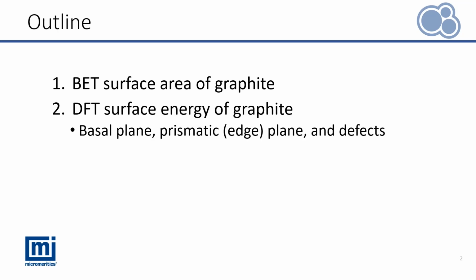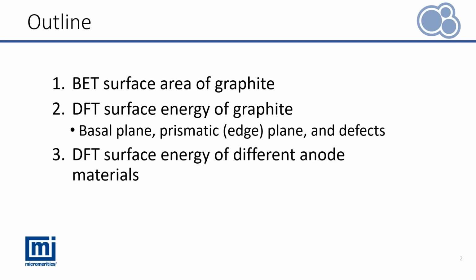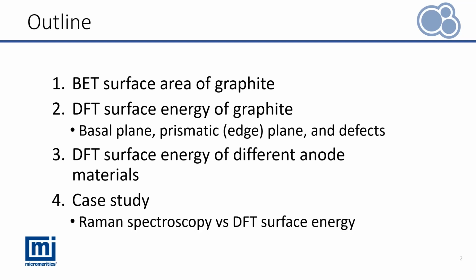Next, we'll look into how to characterize the ratio of basal plane, prismatic plane, and defects present in a graphite sample using the DFT surface energy method. And then we'll look into the DFT surface energy distribution of different anode materials and see how that compares to the graphite sample. And lastly, I will present a case study done on different graphite-graphene materials, comparing the results from the DFT surface energy to the Raman spectroscopy, which is the method commonly used to characterize the ratio of different planes in graphene or graphite materials.